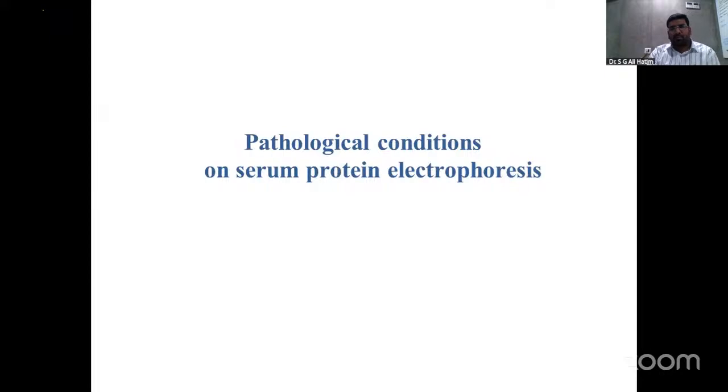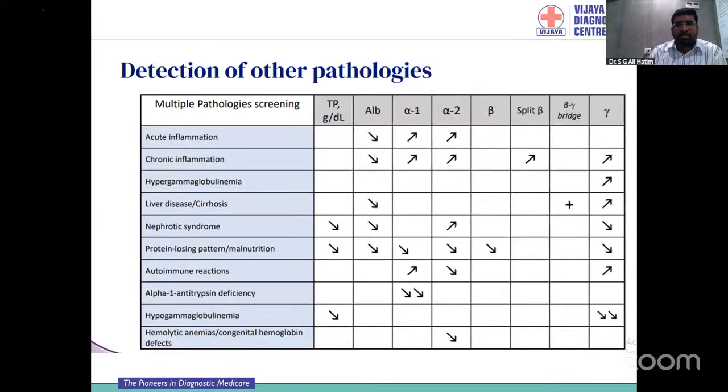So what you are seeing till now is a normal thing. We'll see now some pathological conditions. This diagram depicts various conditions, various diseases where different fractions are increased or decreased. On the left side, you can see all these are the different conditions, and these are the protein fractions we are running, what we are getting in electrophoresis.